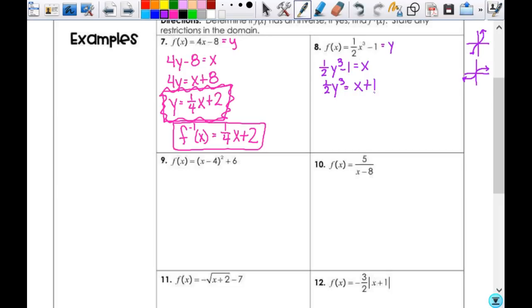And then I'd like to get rid of that 1/2, which I was just thinking I could have done in the first step, but it really doesn't matter if it's the first step or the second step. I need to divide both sides by 1/2.